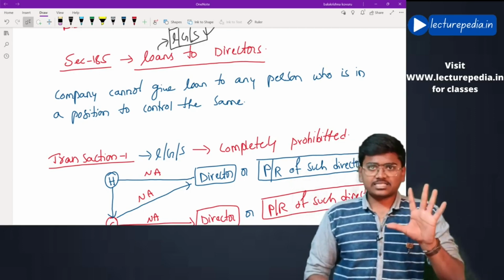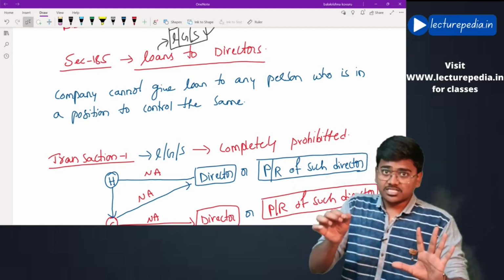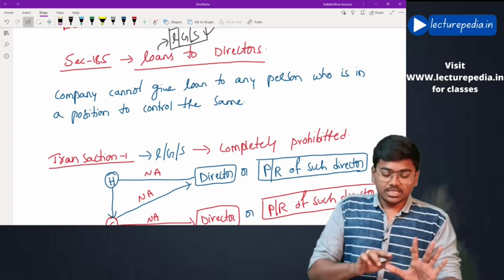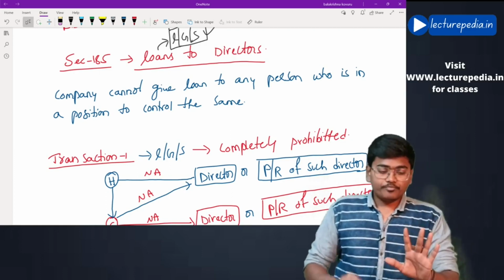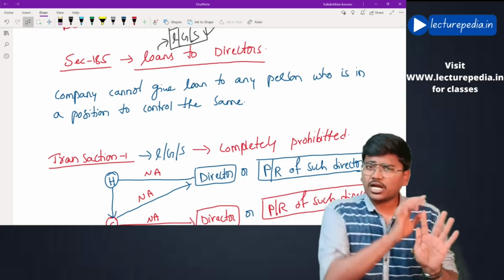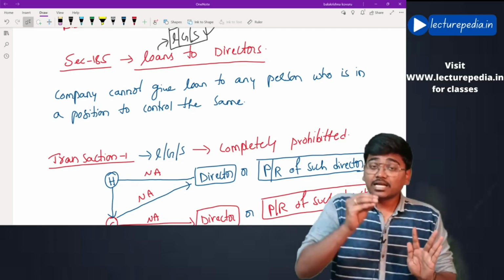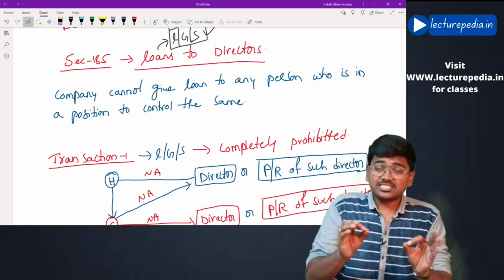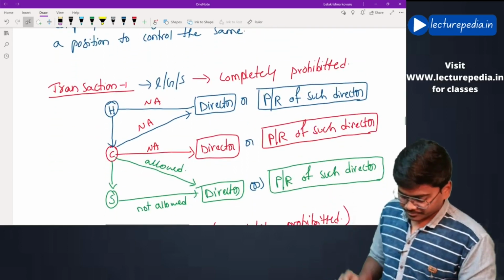All these 5 transactions are granting of loan, guarantee, security by company to various parties. There will be a different party in each of these transactions. Now, of these 5 transactions, 2 transactions are completely prohibited, and the remaining 3 transactions can be entered subject to some conditions. This is the brief idea of the section. Now we'll discuss the section.